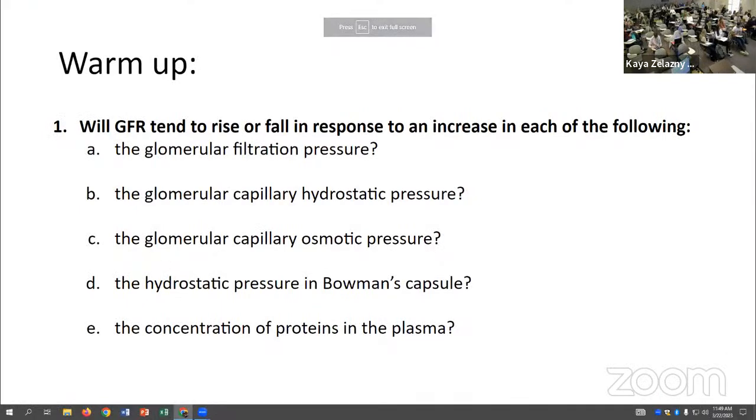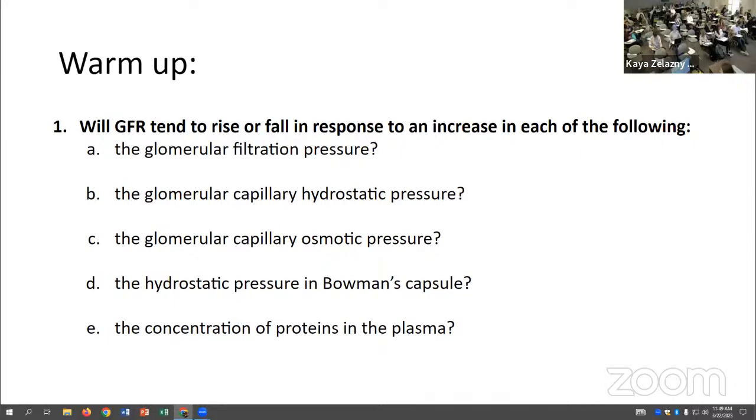Okay. So today we're going to continue thinking about filtrate, how our kidneys are filtering blood, how they're producing urine. But we're going to start out with this practice problem about the glomerular filtration rate. When we left off, we were talking about the fact that this is regulated. So to understand how it's regulated, I want to make sure that we understand what factors can influence it.